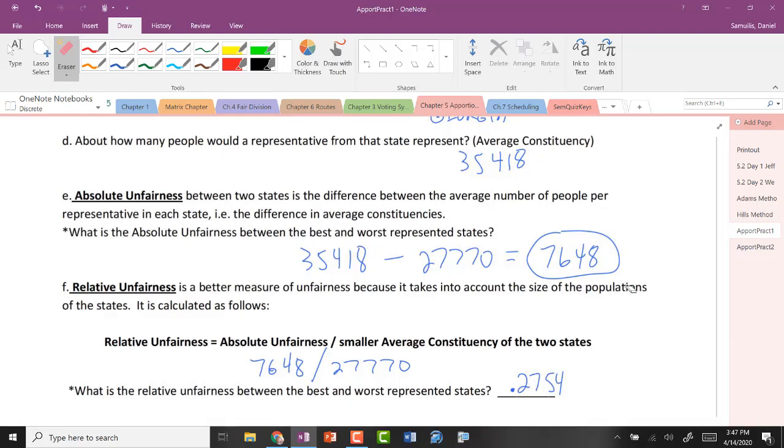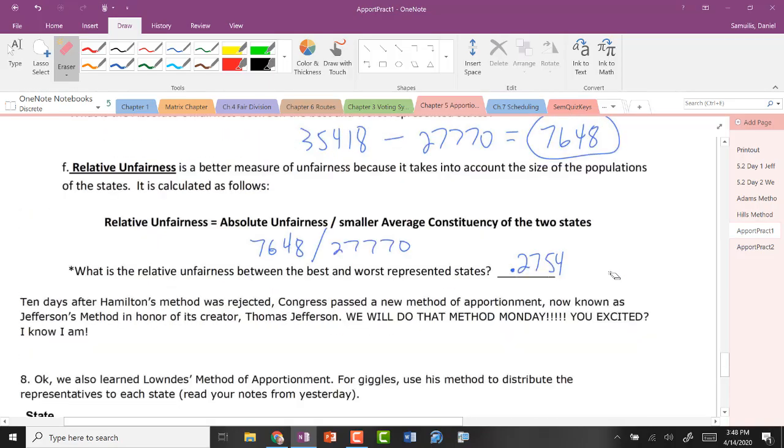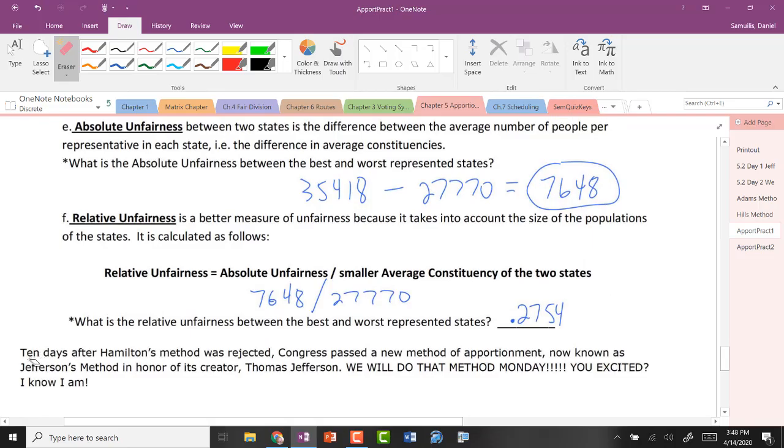But you'll see as we find out what they actually adopted, it still ended up being a little bit unfair for some smaller states. We'll talk about that later. So hopefully you got all of that correct. That'd be awesome. And then this little thing right here, and actually this is true even though I wrote this back in the past. Monday, we are going to hit the Jefferson method.